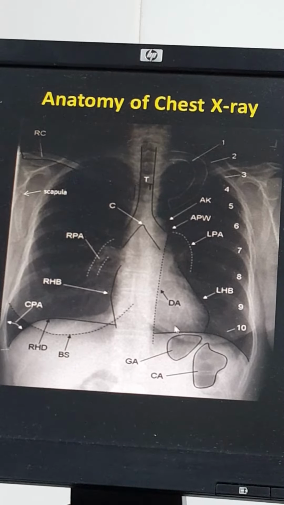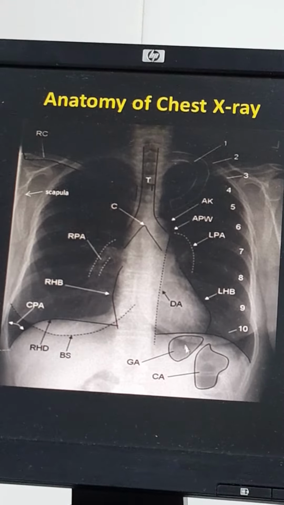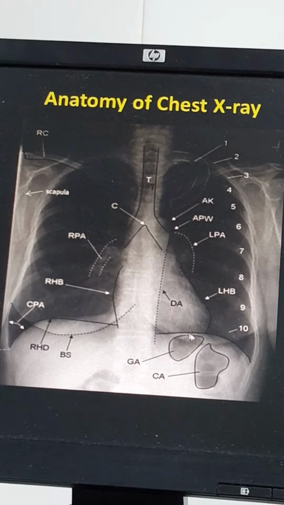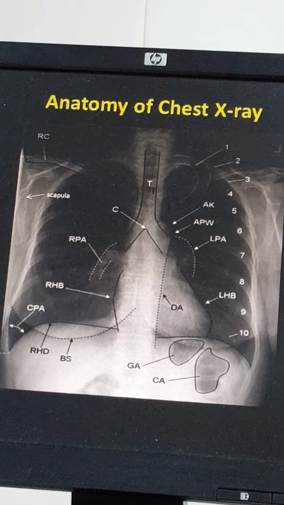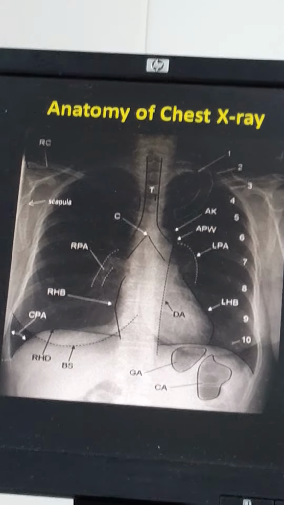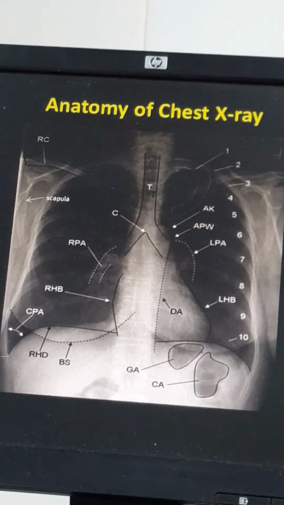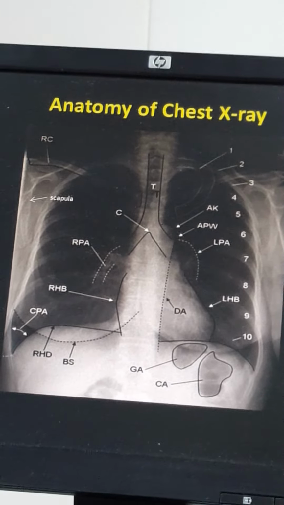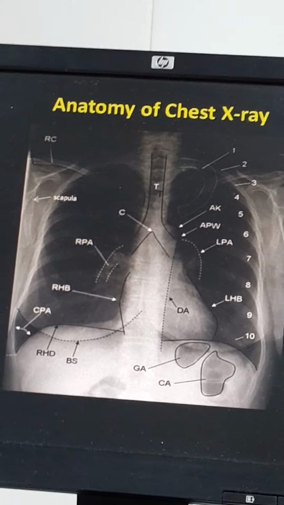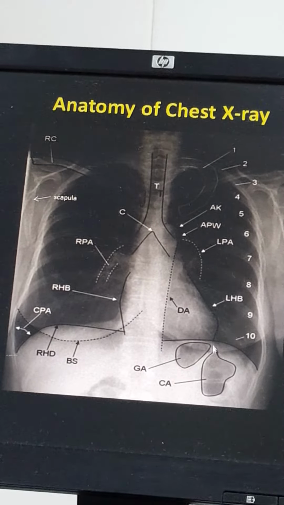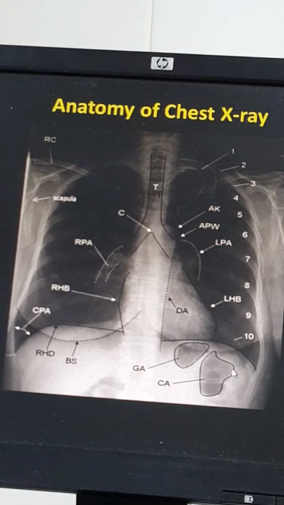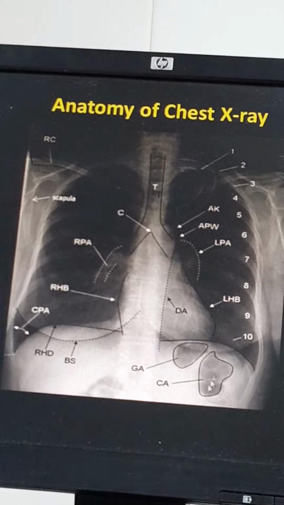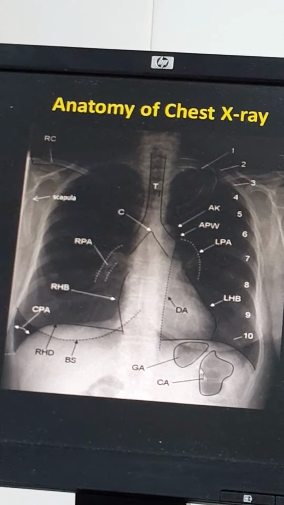The left diaphragm will have a black hole below it. That black hole is a gastric bubble, because the stomach is just below the left diaphragm. Most of the time, if the patient has not taken a full meal, there will be air in the stomach. Wherever there is air, it will be black on X-ray. Sometimes the colon, especially the descending colon, may be seen below the left diaphragm, but most of the time it's the stomach which is shown.